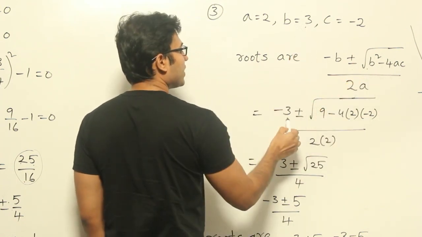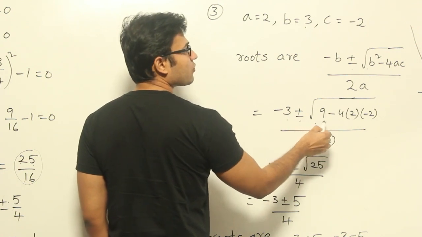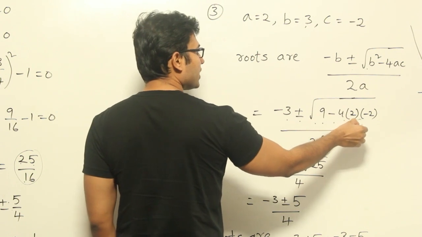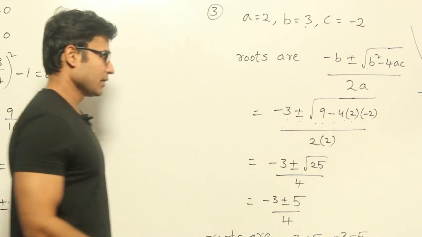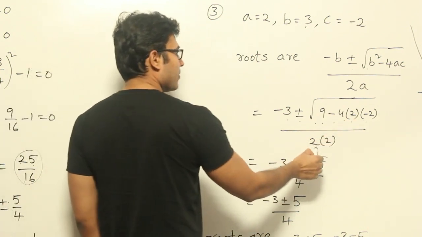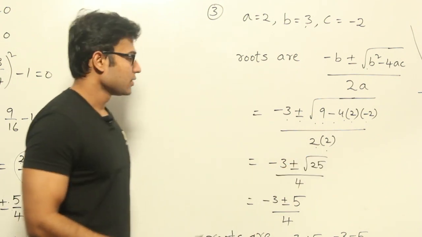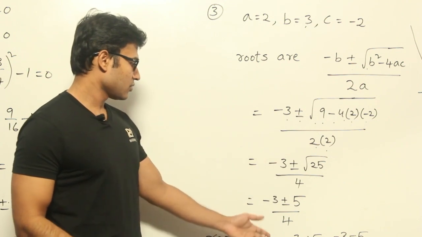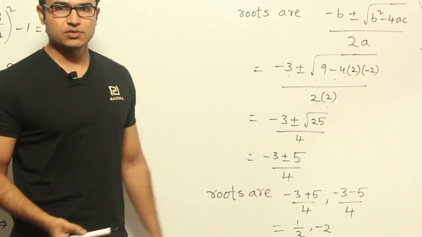Now minus b means -3, plus or minus square root of b square. b square means 9, minus 4ac, 4 into 2 into -2, divided by 2a. Right? So now you are going to get this equation. If you solve it, again you are going to get 1 by 2 and -2.